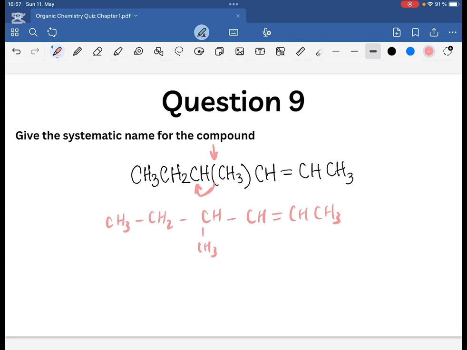So let's count the longest chain, and we need to give priority to the double bond. So we're going to count from this side: 1, 2, 3, 4, 5, and 6. Now on the 4th carbon, we have methyl. So it's 4-methyl. And we have a double bond on the 2nd carbon. We have 6 carbons, so it's hex, and we're going to put a dash, 2, dash, ene.